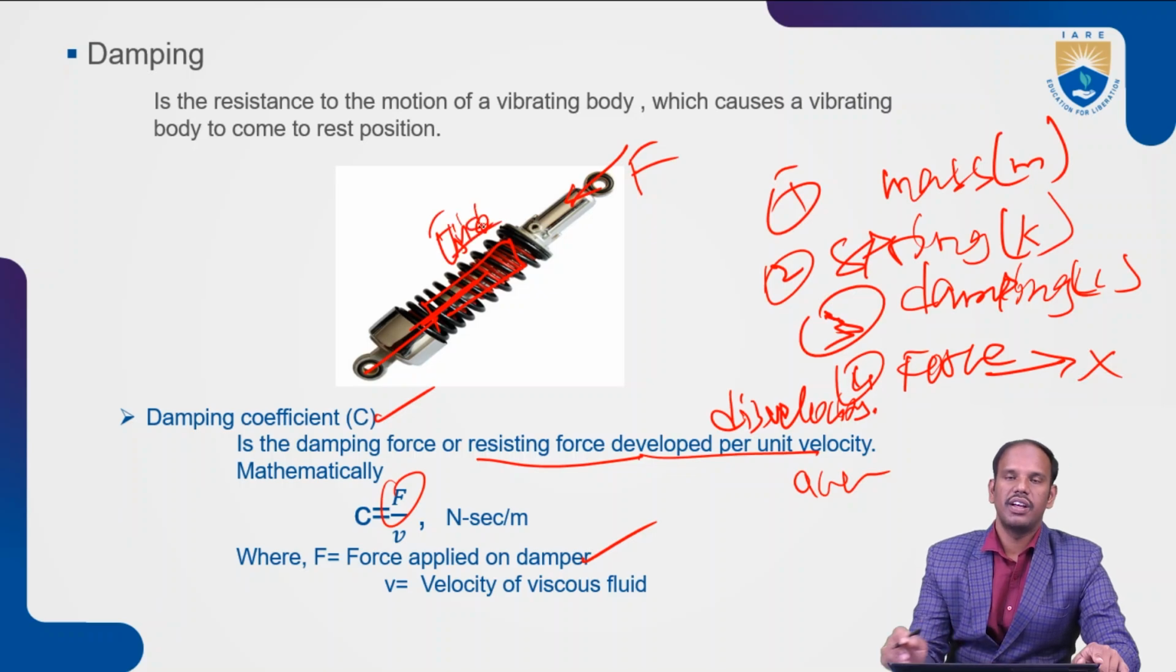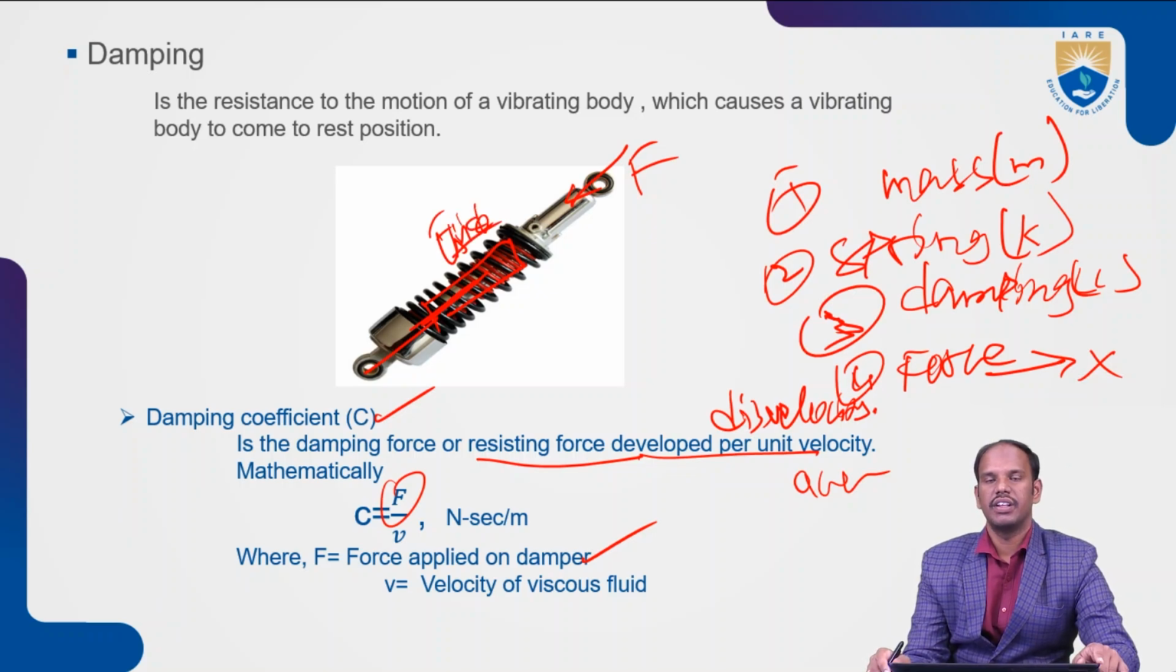The fluid will be there. That viscosity of the fluid will be there. So we need to find what is the viscosity of the particular fluid, and we can check this as C equals F by V. So C is nothing but the damping coefficient. Once damping occurs, there is a force by viscosity, we can write it. So what is the unit for this?